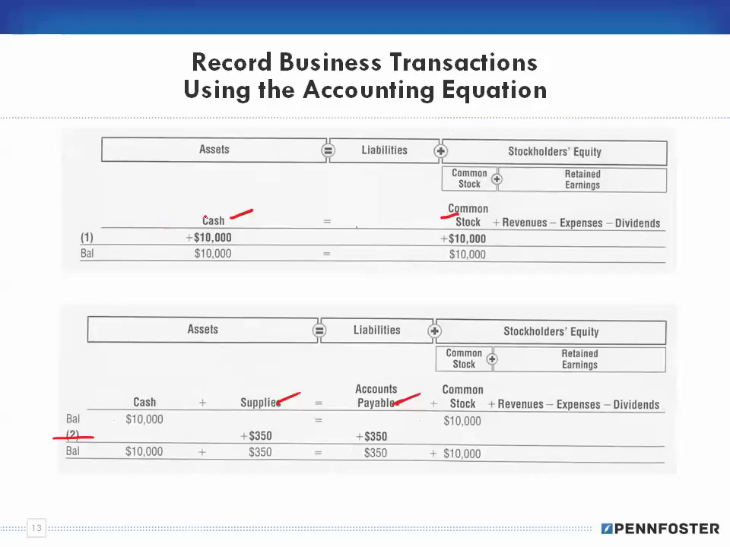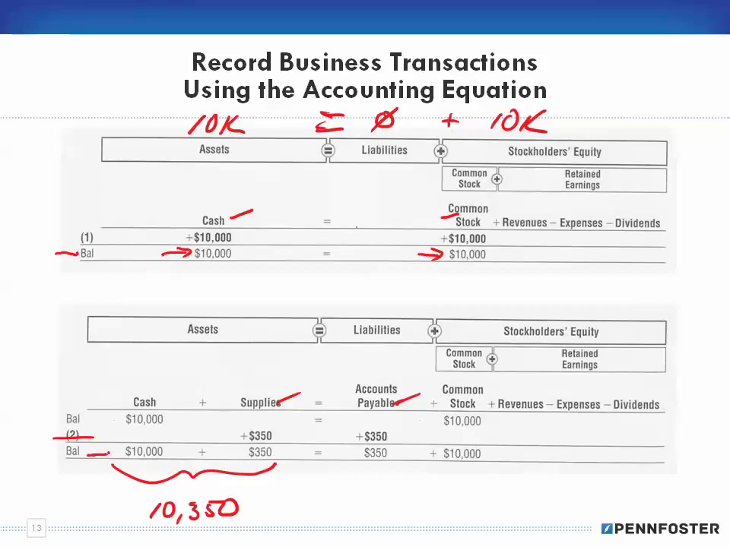So what you're also looking at here, notice, is the balance. The balance in the cash account at this point in time is $10,000, and the balance in the common stock account is $10,000. But if we look at just the accounting equation, notice that the total of our assets is $10,000 here, and that's equal to 0 for our liabilities, plus $10,000 for our equity. And in the last video, I showed that the total of our assets here is $10,350. Why? Because the balance in the cash account is $10,000 and the balance in the supplies account is $350. So our assets of $10,350 is equal to $350 in liabilities plus $10,000 in equity. So our accounting equation is in balance.